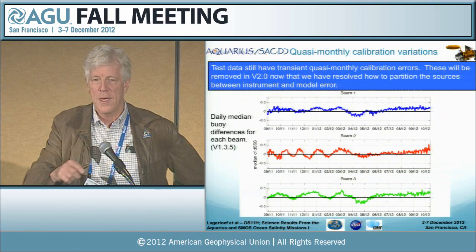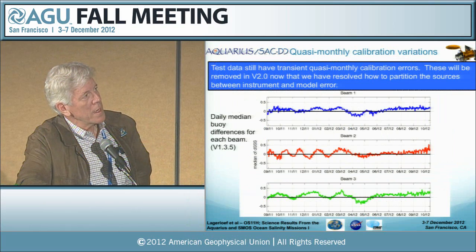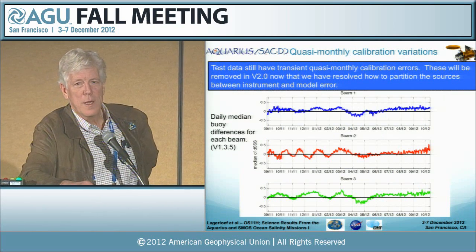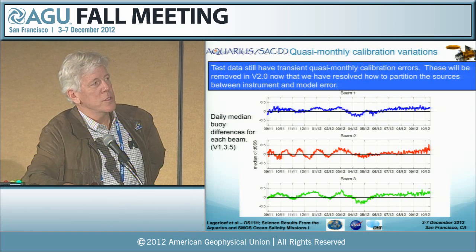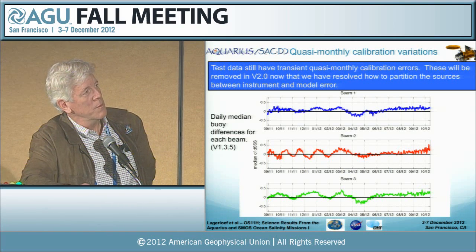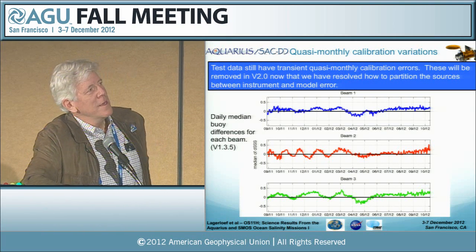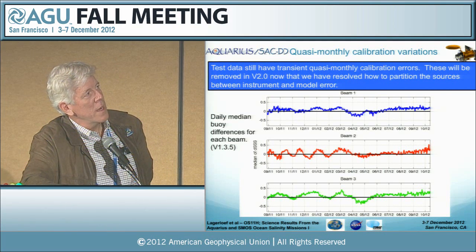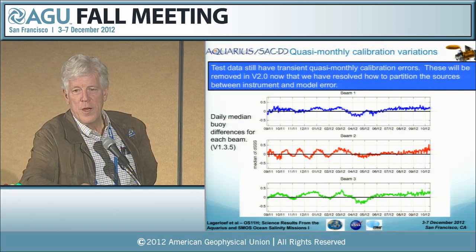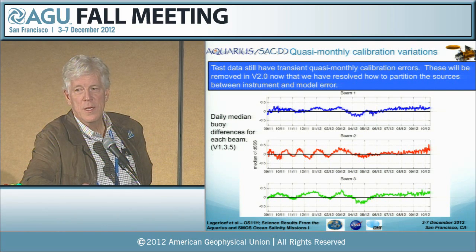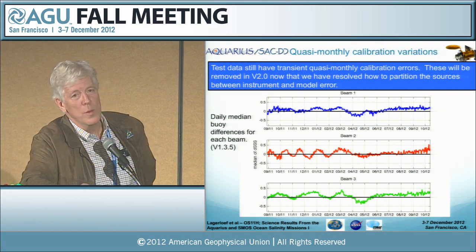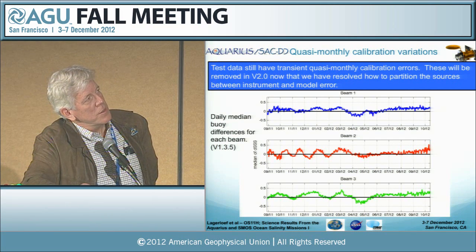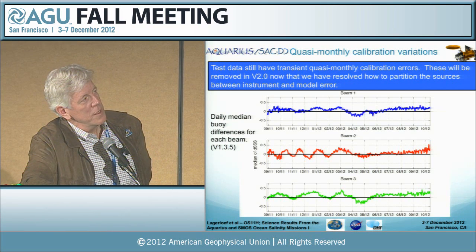Okay, one last thing I need to point out here is some of these what we call quasi-monthly calibration transients or drifts, more scientifically called wiggles. And what you see here are the 3 different beams plotted over time, daily average comparison between the retrieved salinity and Argo buoys on a global basis. And you can see these wiggles in the data here, particularly beam 2 is the most conspicuous.